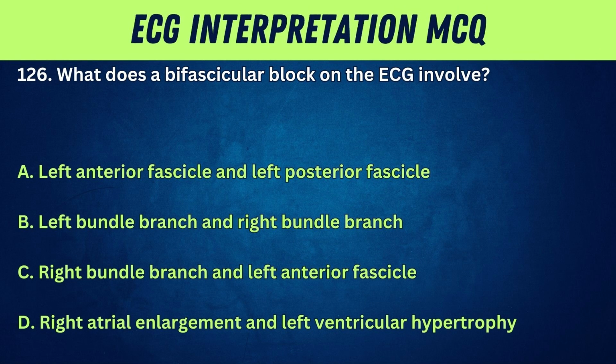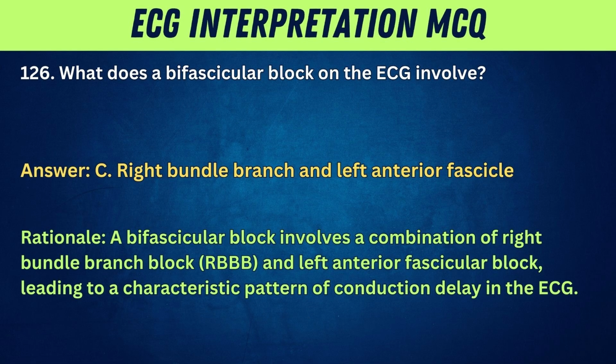126. What does a bifascicular block on the ECG involve? A. Left anterior fascicle and left posterior fascicle. B. Left bundle branch and right bundle branch. C. Right bundle branch and left anterior fascicle. D. Right atrial enlargement and left ventricular hypertrophy. Answer: C. Right bundle branch and left anterior fascicle. Rationale: A bifascicular block involves a combination of right bundle branch block, RBBB, and left anterior fascicular block, leading to a characteristic pattern of conduction delay in the ECG.